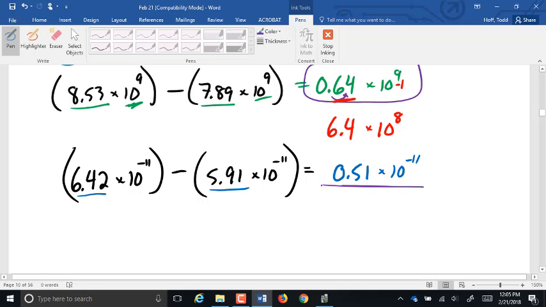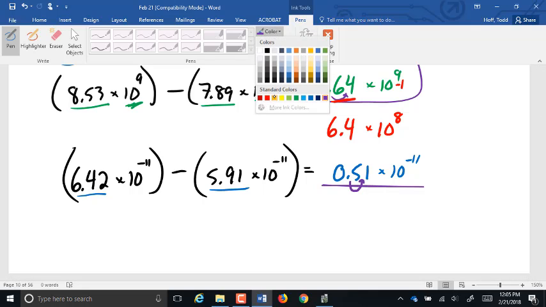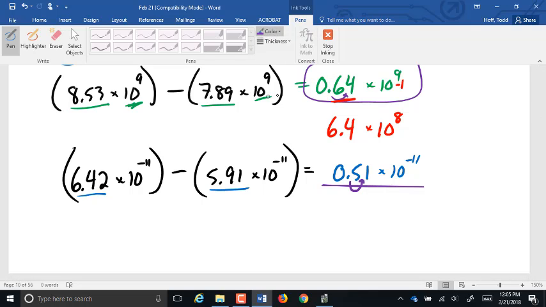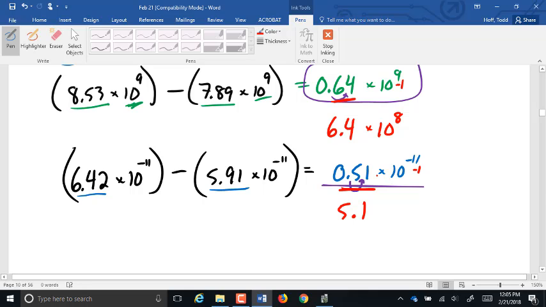Well, once again, there's an issue here. This has no non-zero numbers in front of the decimal point, so we have to move that decimal point. So that's going to become 5.1. This number got larger, so the power of 10 has to get smaller. It got larger by one place value. The power of 10 gets smaller by 1. So negative 11 minus 1 is negative 12. So you get 5.1 times 10 to the negative 12.